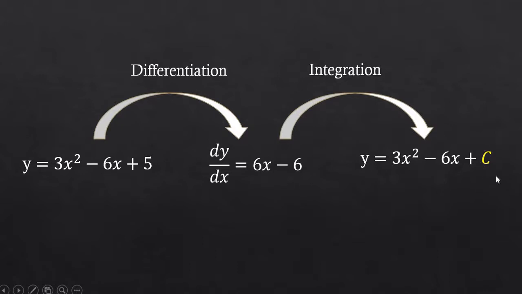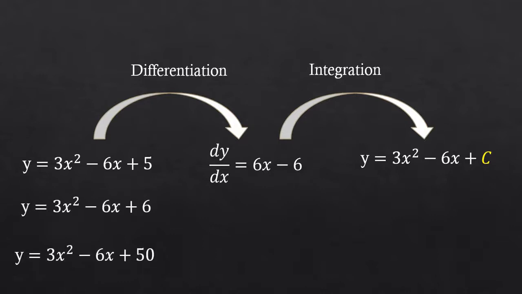The reason it becomes c is that when we integrate the dy/dx, we don't know what the number is for the constant. It can be 6, it can be 50, both are correct. It can be 100, it can be 1000, it can be any number. So we don't know what number, so we put a c. So that is the integration, the reverse process of differentiation. This method is called the direct method because we directly integrate.